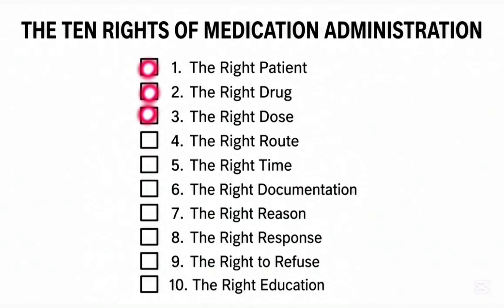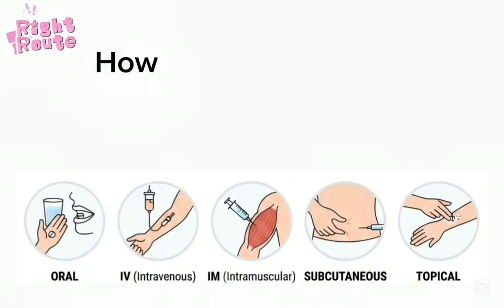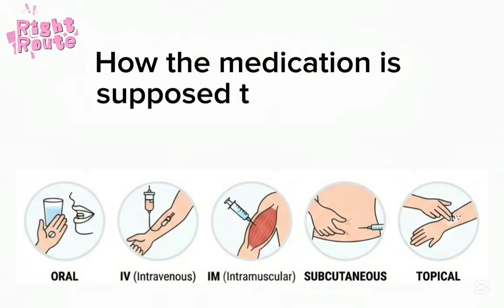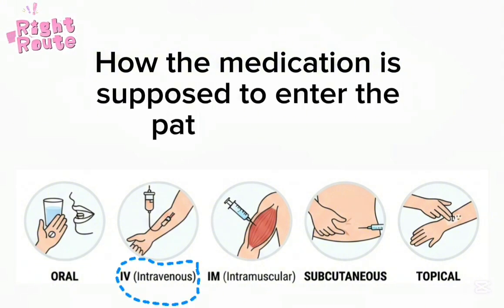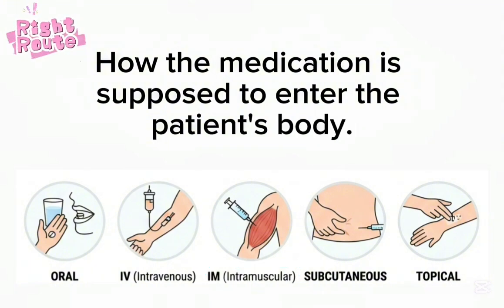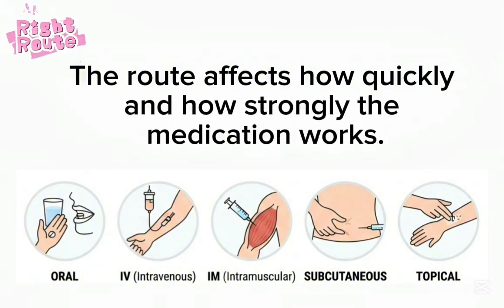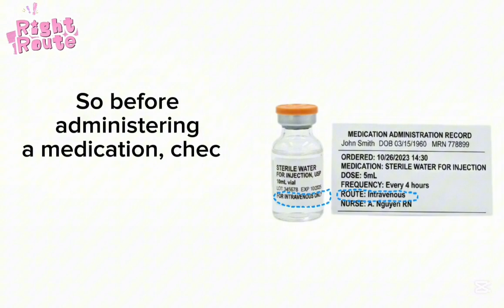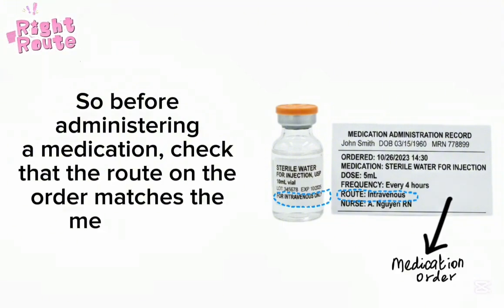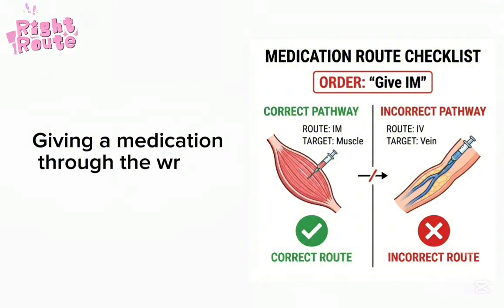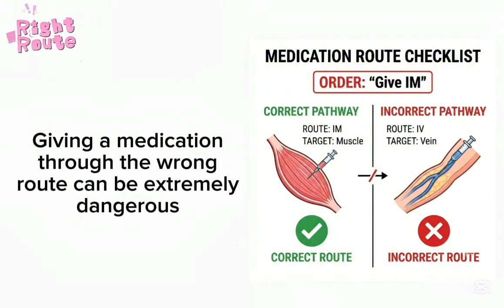The 4th right of medication administration is the right route. The route simply means how the medication enters the patient's body. For example, a medication can be given orally, intravenously, intramuscularly, intradermally, subcutaneously, or topically. The route matters because it can affect how quickly and strongly the medication works. So before administering a medication, you should check that the route on the order matches the medication you are holding. Giving a medication through the wrong route can be extremely dangerous and life-threatening.